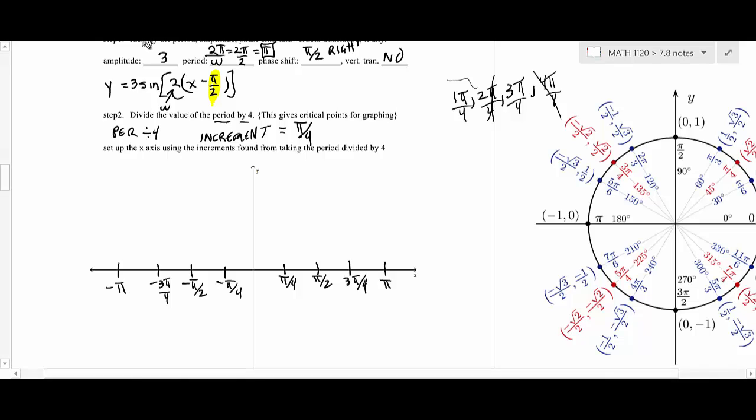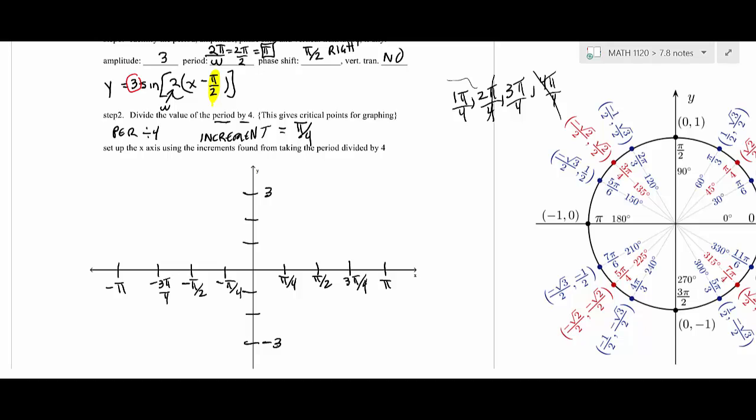Okay, now the other thing is the amplitude is 3. So what that would tell me is I need to go up to 3 on the y-axis, and I need to go down to -3 on the y-axis like that. So you got to take a little bit of time when you're graphing something, getting it all put together, okay?